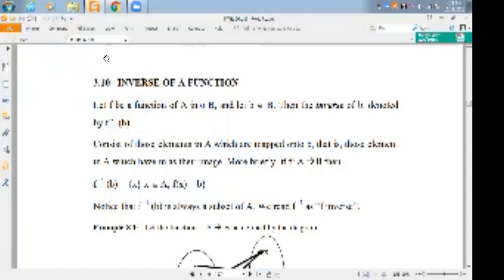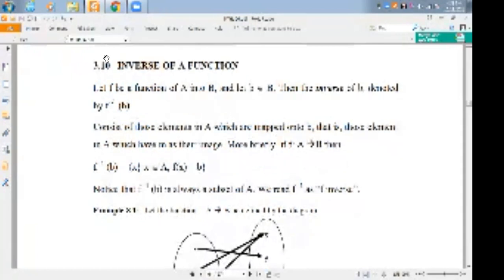Inverse of a function is when you have A mapped to B, and you are now reversing the order. Instead of A mapped to B, you are now reversing the order to B mapped to A. That is what we call an inverse function.